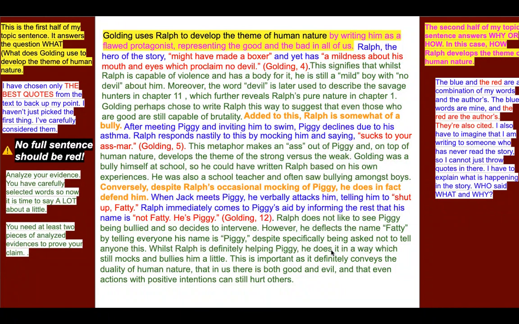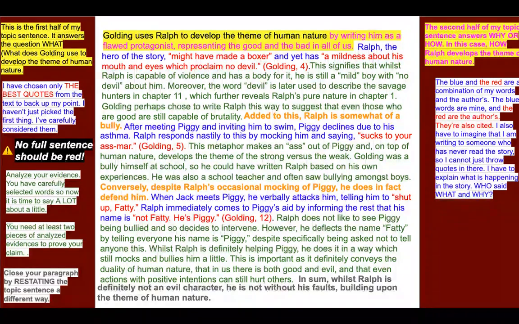So that's it. Now I need to end the paragraph. The way I do that is by having a closing sentence and I restate the topic sentence. My topic sentence: Golding uses Ralph to develop the theme of human nature by writing him as a flawed protagonist, representing the good and bad in all of us. My closing sentence is the same thing, just in different words. So in sum, whilst Ralph is definitely not an evil character, he is not without his faults, building upon the theme of human nature. This would all relate back to the thesis statement as well.